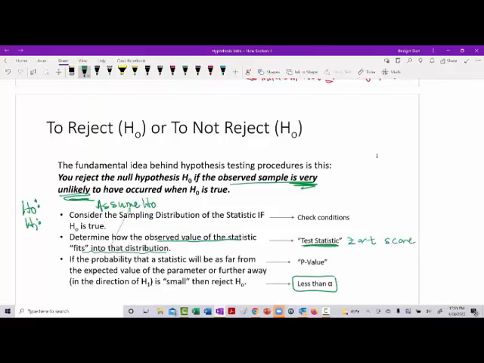Then we're going to measure the likelihood of something like that. We're going to measure the probability of a statistic like that. That's called the p-value of the test. And if that p-value is small, in fact, smaller than alpha, then we will reject the null hypothesis, and only then will we reject the null hypothesis.